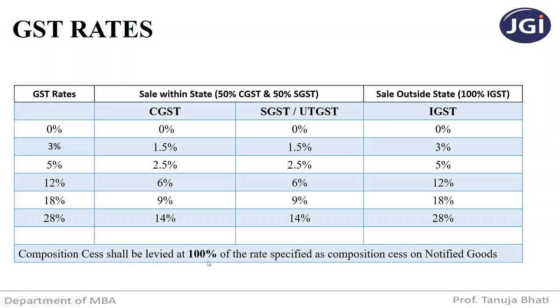Compensation cess shall be levied at 100% of the rate specified as compensation cess on notified goods. Suppose the compensation cess is 15%, you are not going to break it up, you are going to completely charge 15% as compensation cess. So 100% of 15% is to be charged as compensation cess. Next.